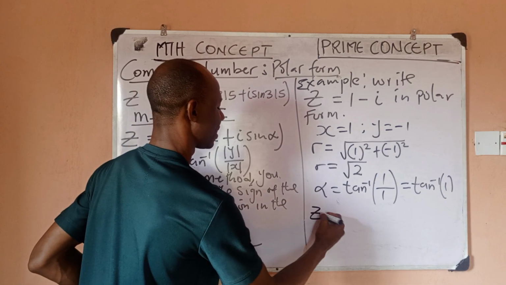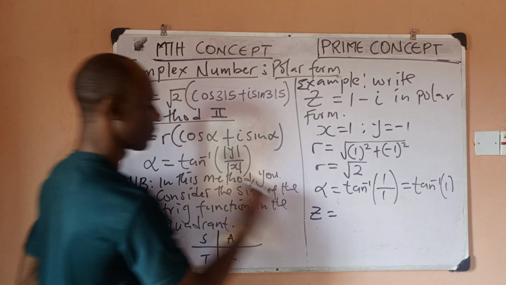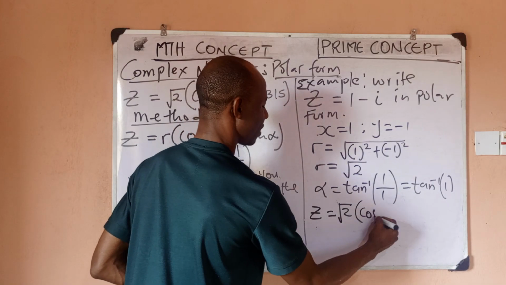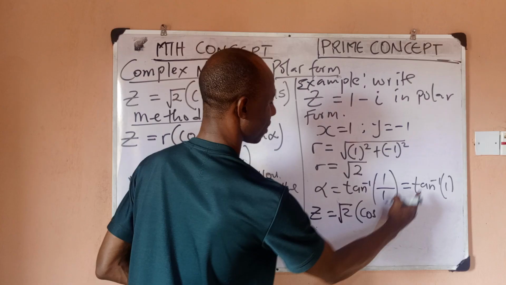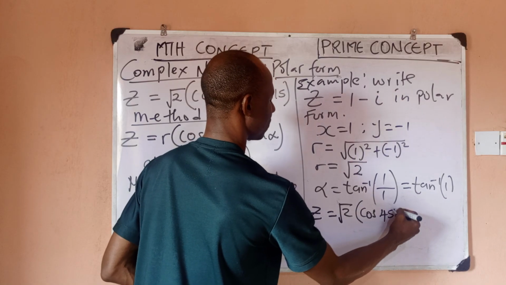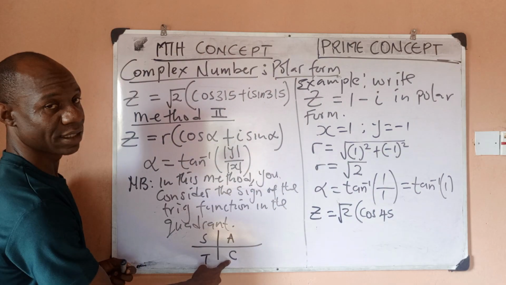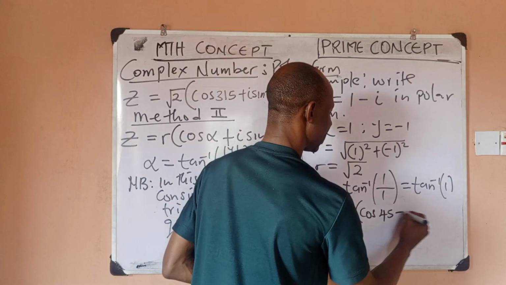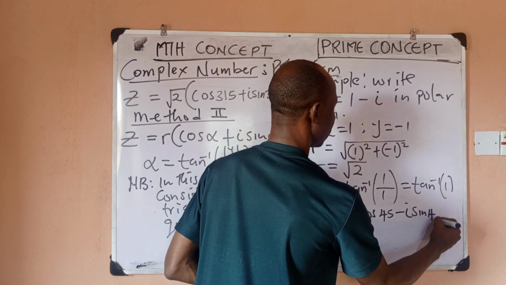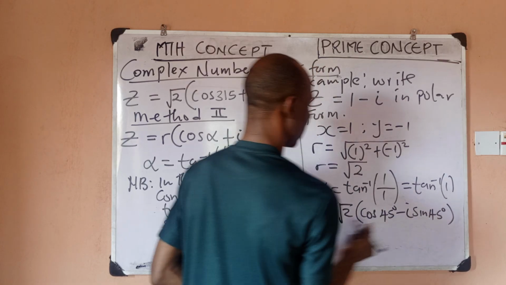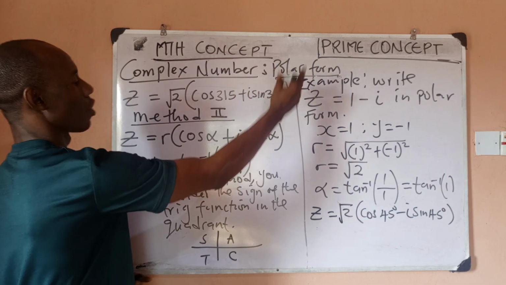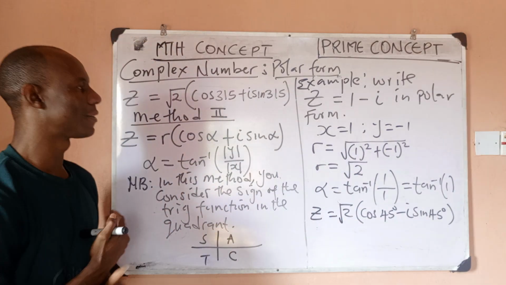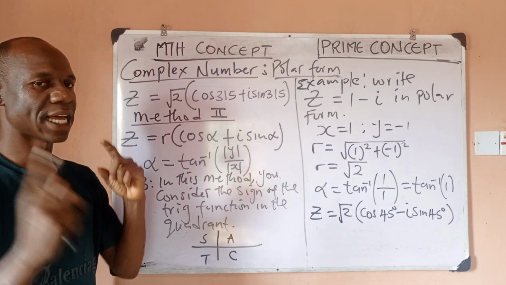So my second possible answer is r, which is root 2 into cos, which is positive, so I would maintain cos alpha, and my alpha I got to be 45 degrees. Then sine in the fourth quadrant is negative, so I'm going to change this to negative. So it becomes negative i sine 45 degrees, and this becomes my answer. This answer is correct as much as this answer is also correct. How do you verify that these two answers are correct?